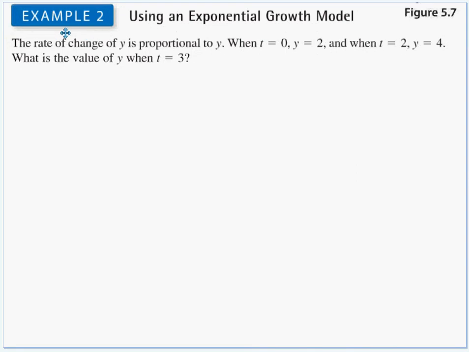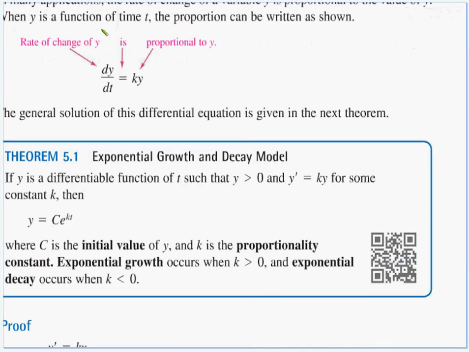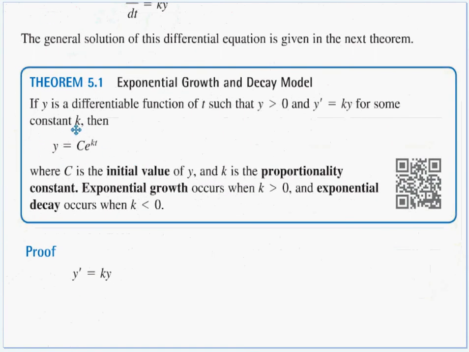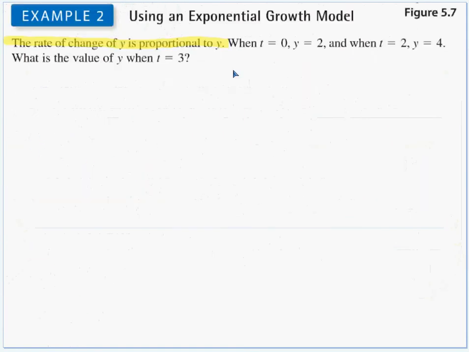It says here at the start of the example, the rate of change of y is proportional to y. So as soon as they make that statement, that says it's legal for us to use this theorem 5.1, y equals ce to the kt. And then it goes on to say when t is 0, y is 2. When t is 2, y is 4. So they gave us two initial conditions, (0, 2) and (2, 4). And they're asking us what is the value of y when t is 3.